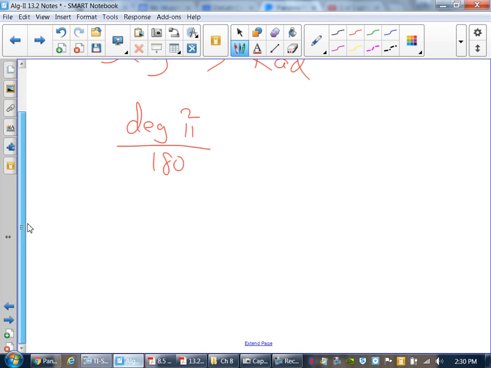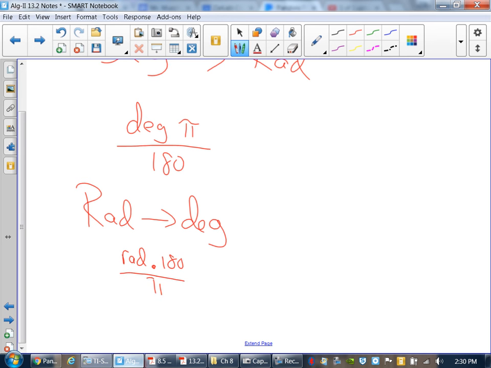To go the other direction, from radians to degrees, take your radian value, multiply it by 180, and divide it by pi.